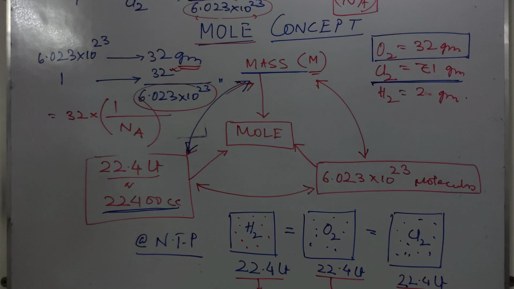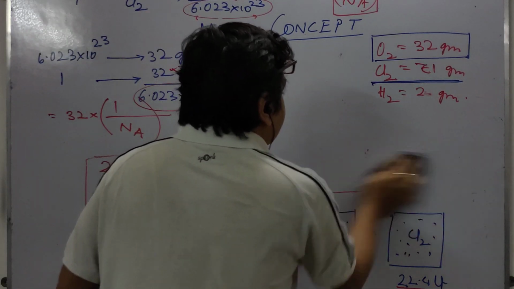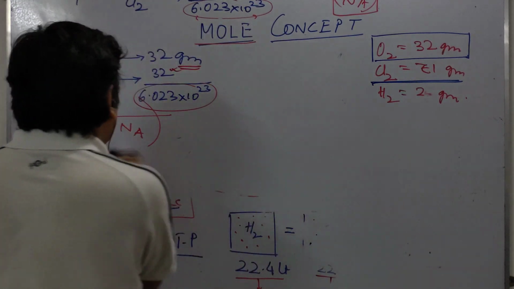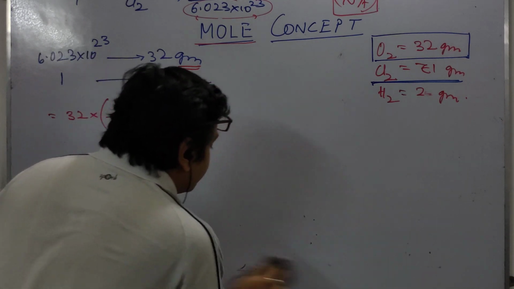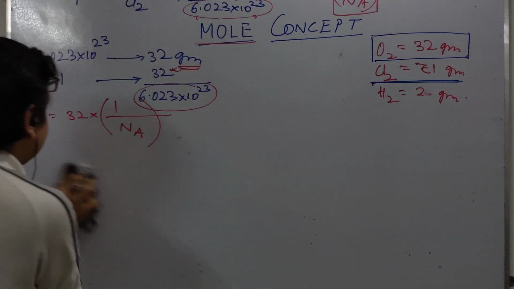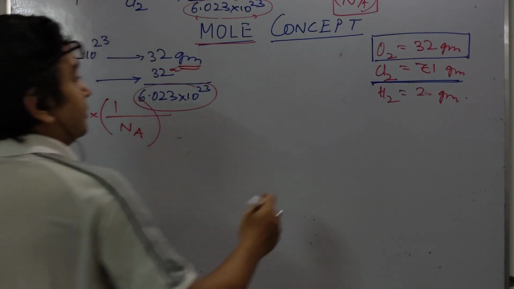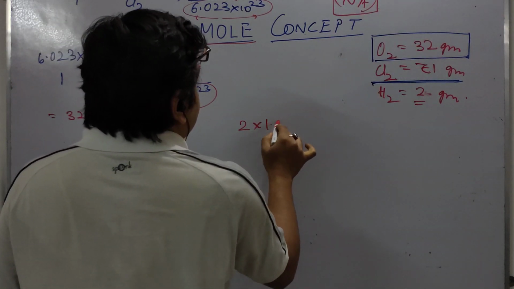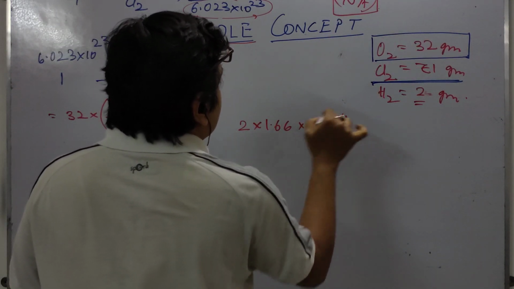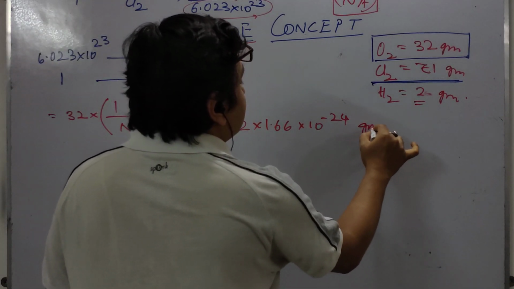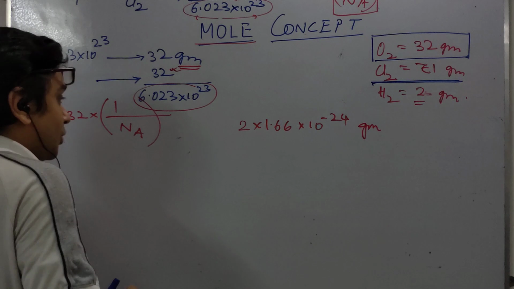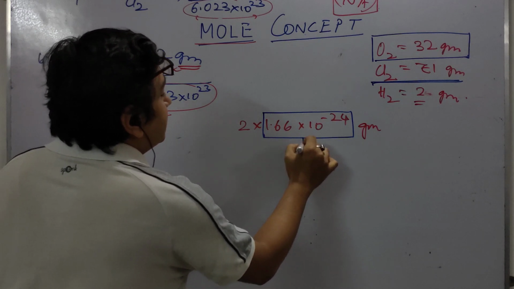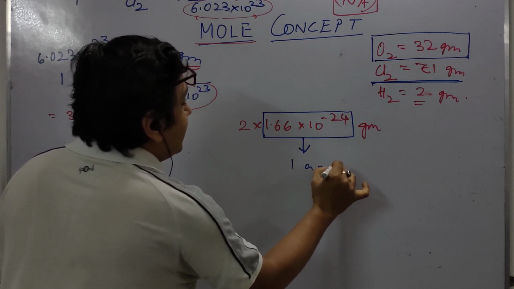Now the situation changes. If I ask you what is the exact mass of one chlorine molecule, what is the exact mass of one hydrogen molecule, then you will simply put the molecular mass, that is 2, multiplied by the common factor, that is 1.66 × 10 to the power minus 24, if I am expressing this in gram.